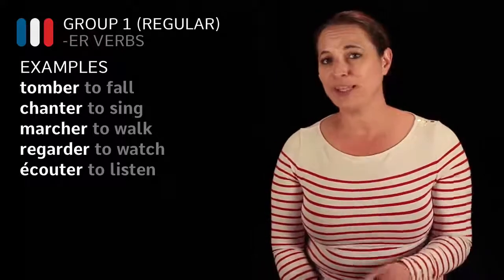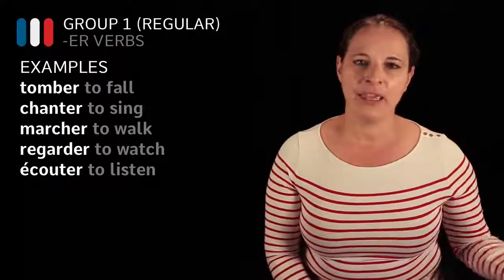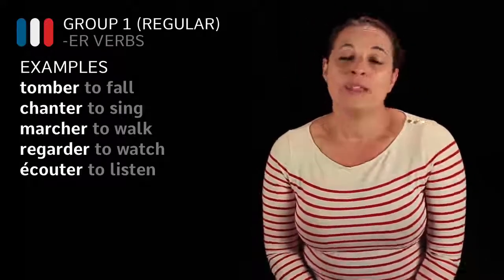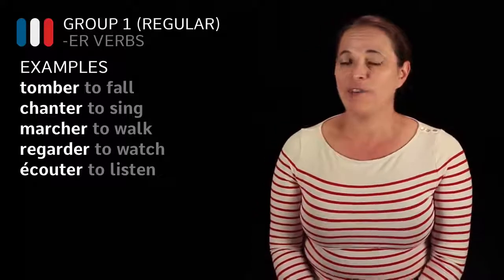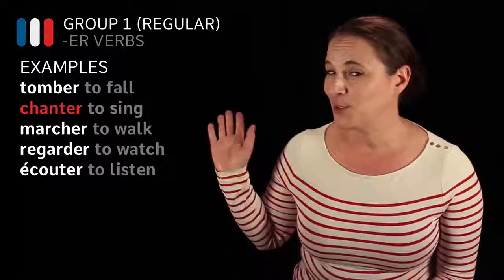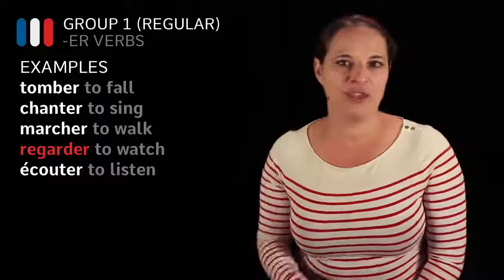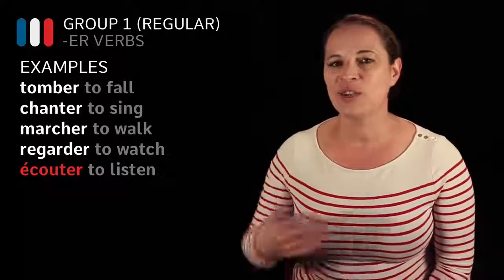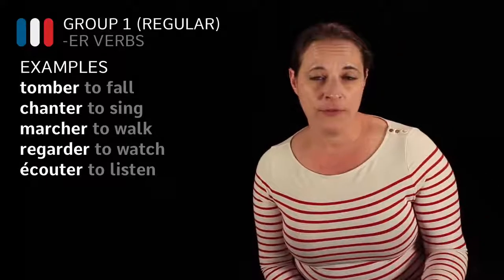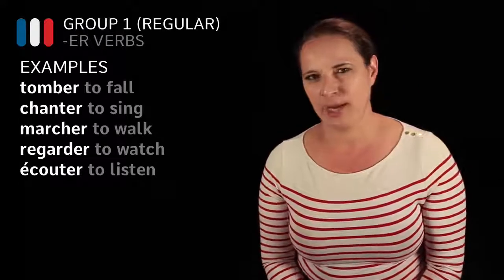Which means that you're most likely to have to conjugate an ER verb rather than a third group verb. So a few examples of ER verbs could be tomber, to fall, chanter, to sing, marcher, to walk, regarder, to watch, écouter, to listen. All these verbs are ER verbs and therefore regular verbs. So when we are going to conjugate them, they will all follow the same pattern.